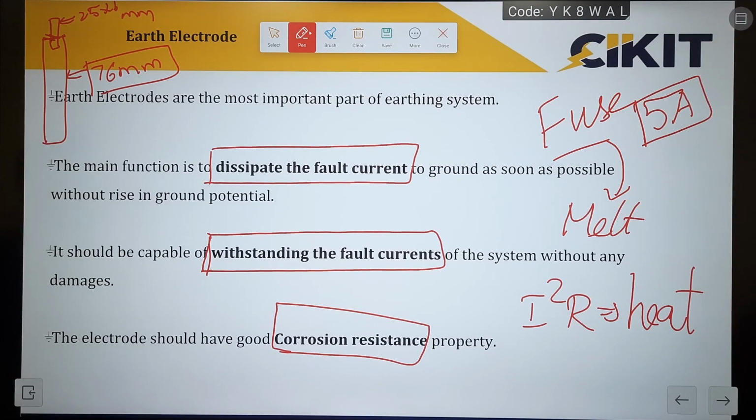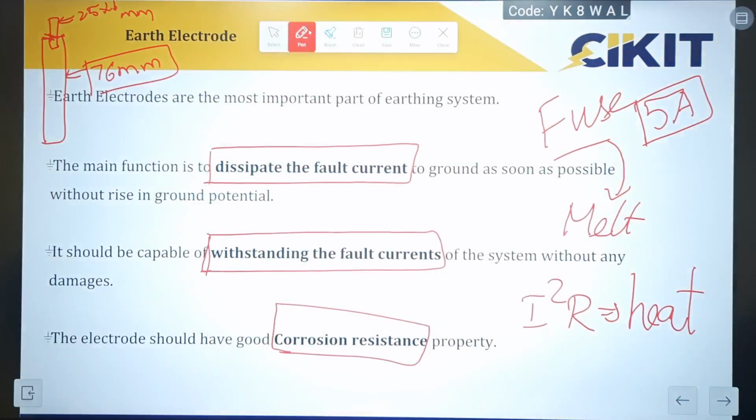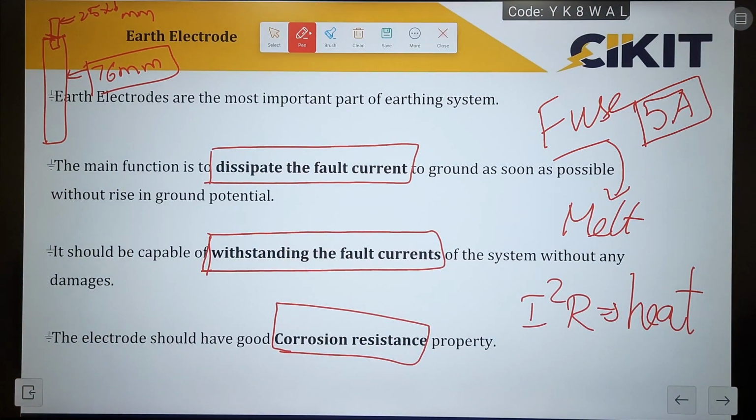So if you take aluminum as an example, even though aluminum has very good conductivity, it is not recommended for earthing because of the corrosion property. It will corrode much faster. So aluminum is not recommended for grounding applications. The corrosion resistance of the material plays a crucial role in the material selection.